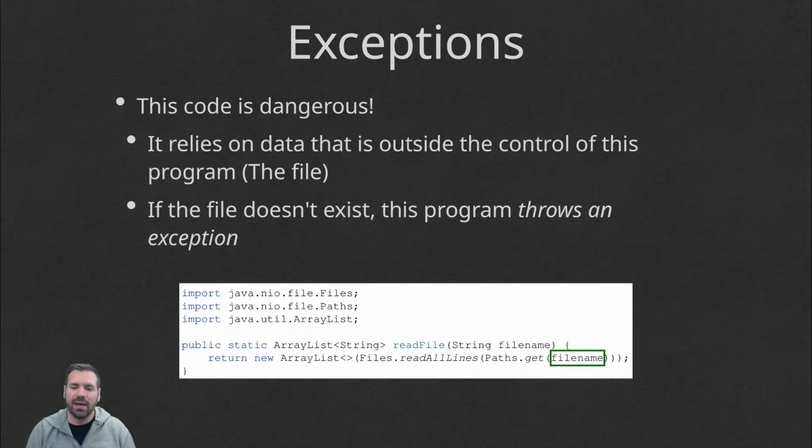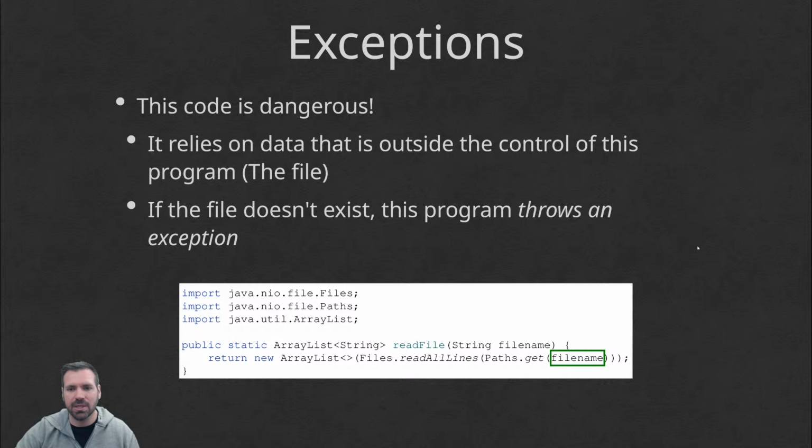So if you give it a file name that doesn't exist on your hard drive, what is this code supposed to do? It's not going to be able to read a file. It's not going to be able to convert your file name to a path. There's no lines to read. What does it do? You might think, well, just give me an empty data structure. What it does instead, which we probably want it to do, is throw an exception. This throws an exception which could crash your program.